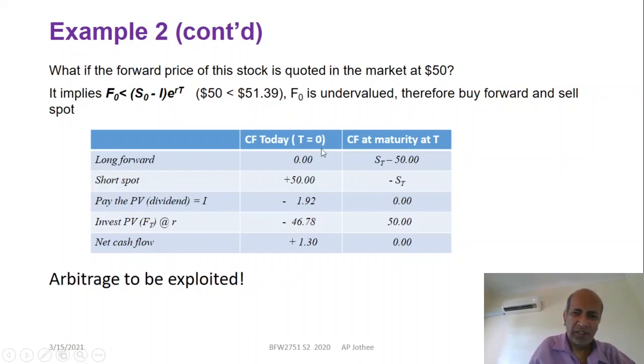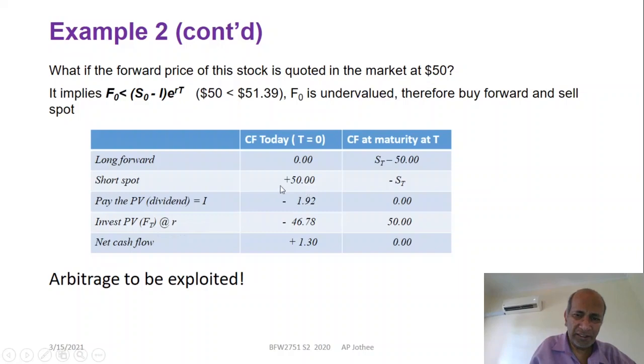Long forward: at time T0, nothing. At maturity it is ST minus 50. You see, since you are buying, you have to pay the 50 there. There's no such thing as minus 50 plus ST; this is ST minus 50. Short the spot, sell the spot: you get $50 now. That would be a minus ST at that time. Pay the present value of the dividend because you are shorting. I told you, if you receive any dividend and you are in a short position, that dividend doesn't belong to you. You have to pay it to somebody else who is the original owner. So minus 1.92, the present value of the $2.